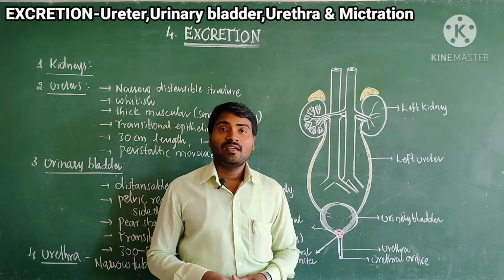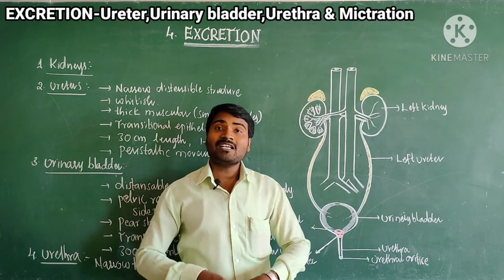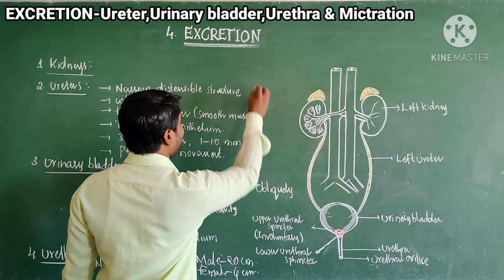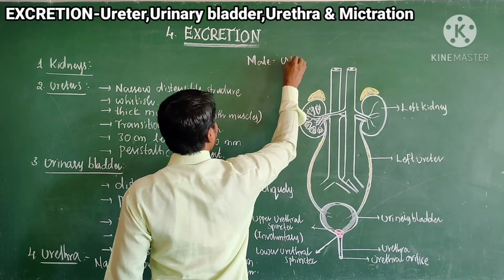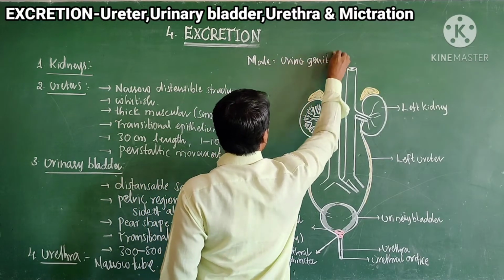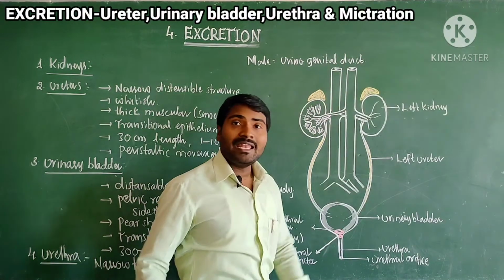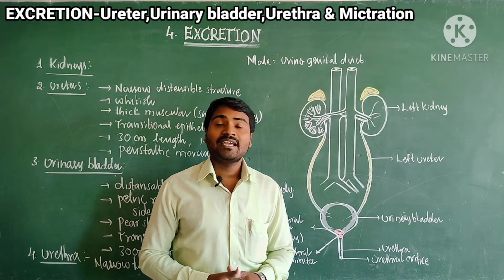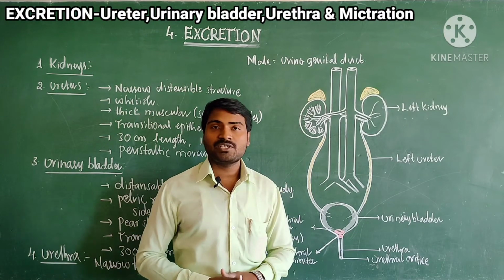In male, urine passes through the urethra as well as semen. Hence the urethra, only in male, is called the urinogenital duct. So in male, the urethra serves the urinary system as well as the reproductive system.